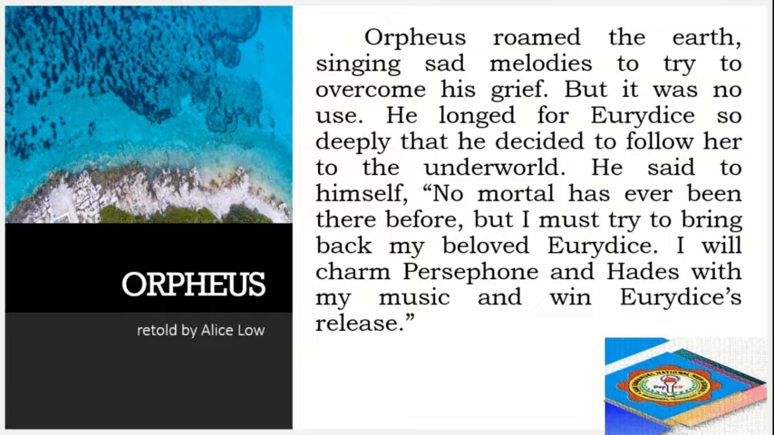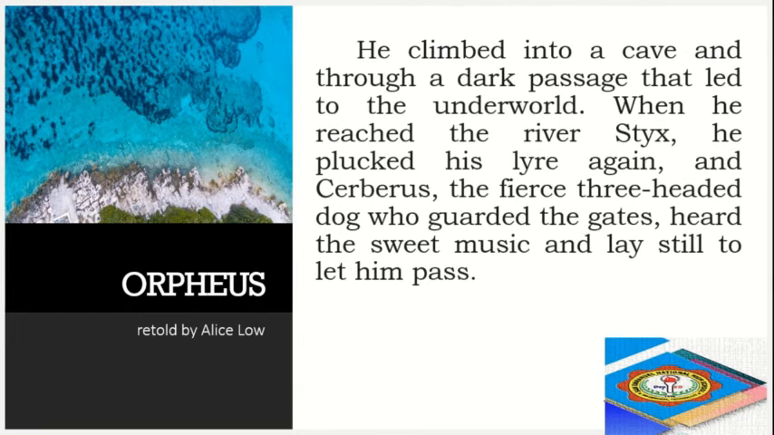He longed for Eurydice so deeply that he decided to follow her to the underworld. He said to himself, "No mortal has ever been there before, but I must try to bring back my beloved Eurydice. I will charm Persephone and Hades with my music and win Eurydice's release." He climbed into a cave and through a dark passage that led to the underworld. When he reached the river Styx, he plucked his lyre again.